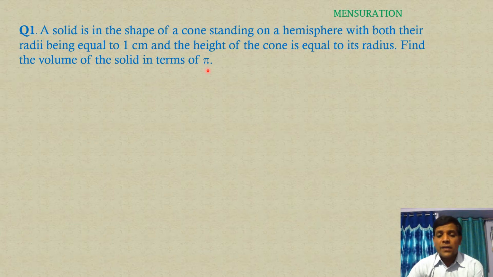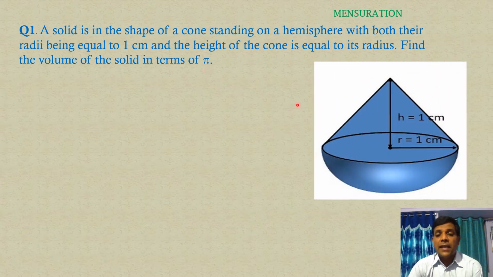So draw the diagram first. The given diagram is a combination of solids, hemispherical shape and cone shape. So what is the given data? Here height equals 1 and radius equals 1 centimeter.